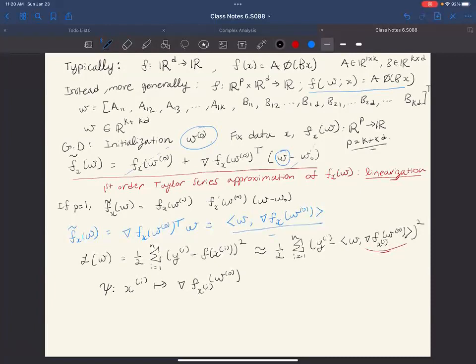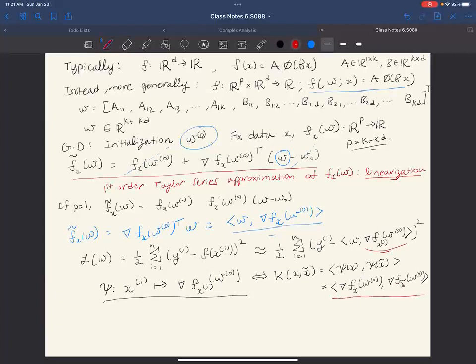And so whenever we have a feature map like this, we can use kernel regression, and we can define an associated kernel. And this kernel between any two examples, x and x tilde, remember, is just the inner product of psi of x and psi of x tilde. And now, using this notation on the left here, we just have that this is gradient f of x at w naught, times gradient f of x tilde at w naught. And this whole term here is called the neural tangent kernel, or NTK.